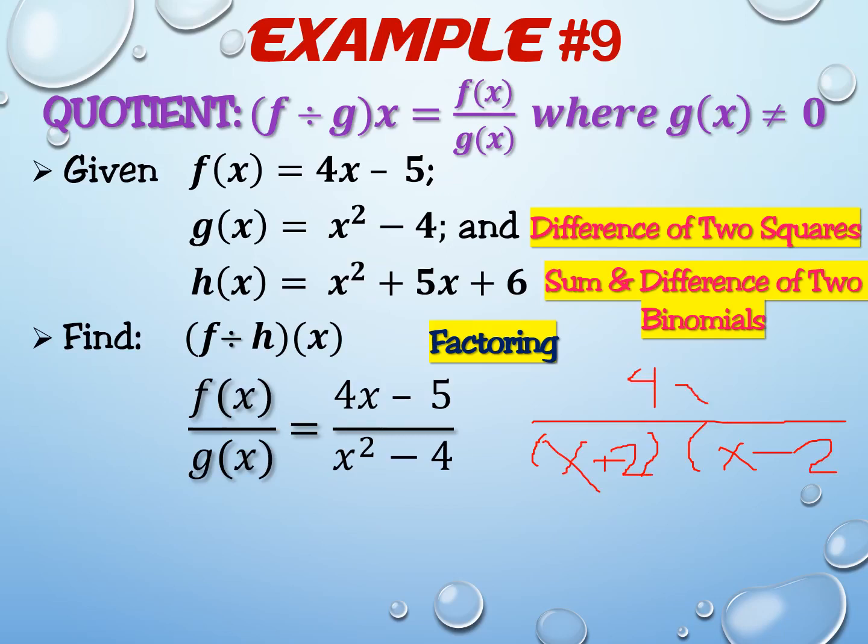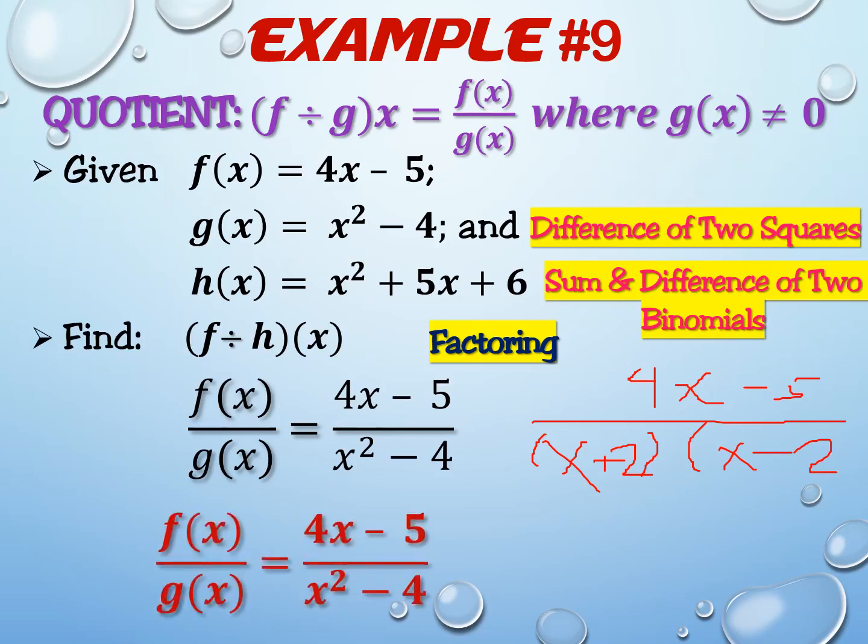Now, if you will notice, even if we factor out the denominator, there is no term that can be cancelled out. Okay? So you have here 4x minus 5. There is no other 4x minus 5 in the denominator. So nothing can be cancelled out. So therefore, your final answer is the same. 4x minus 5 divided by x squared minus 4. Is that clear? Okay, you just review the different types of factoring because it was discussed with you during your junior high school. Okay?